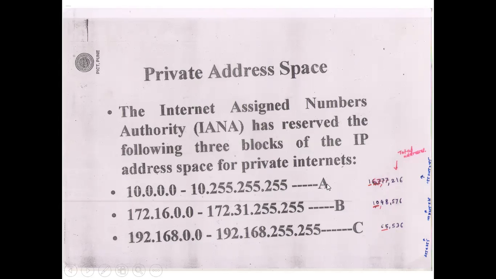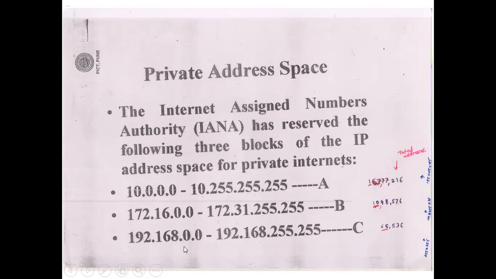In class A, almost 1 crore 67 lakh 77,216 machines can be connected. If you go for class B, 10,48,576 machines can be connected. And if you go for class C, 65,536 machines can be connected. Please keep this in your mind.